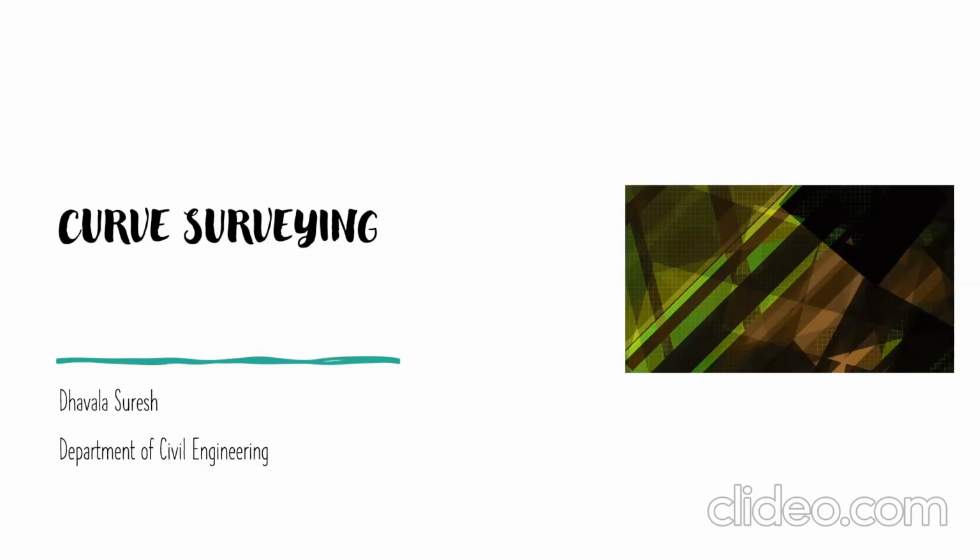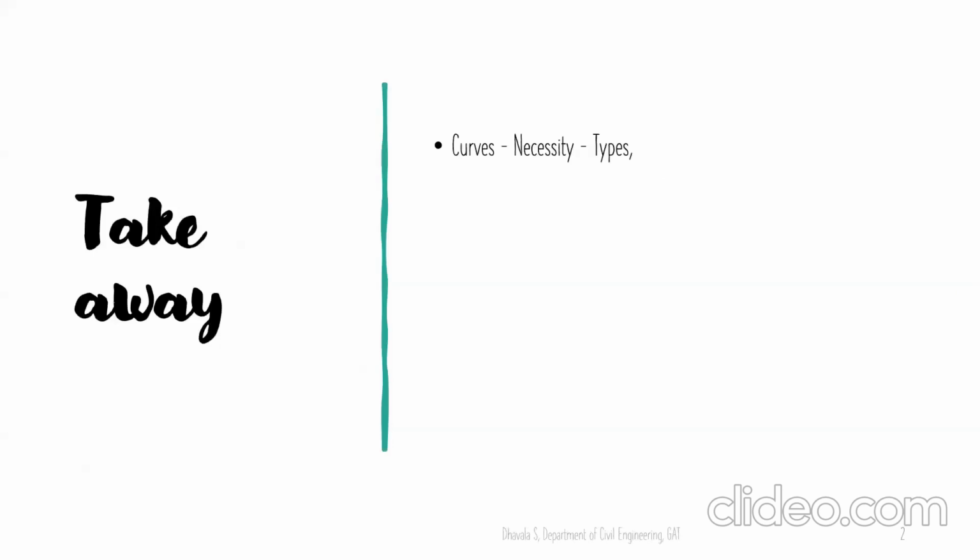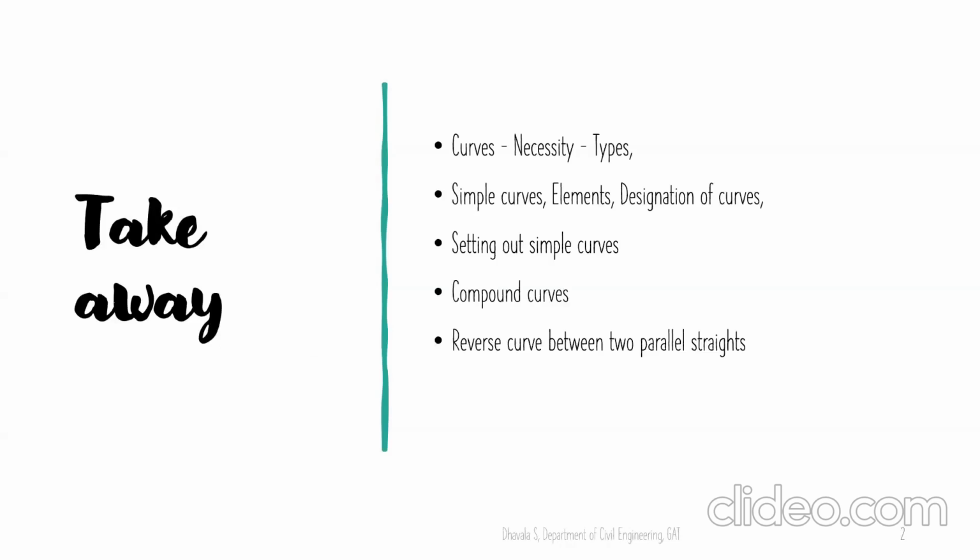Today we are here to discuss Module 3, which is curve surveying. Going through the topics, we have curves, necessity and types, simple curves, elements, designation of curves, setting out of simple curves, compound curves, reverse curve between two parallel straights and transition curves.